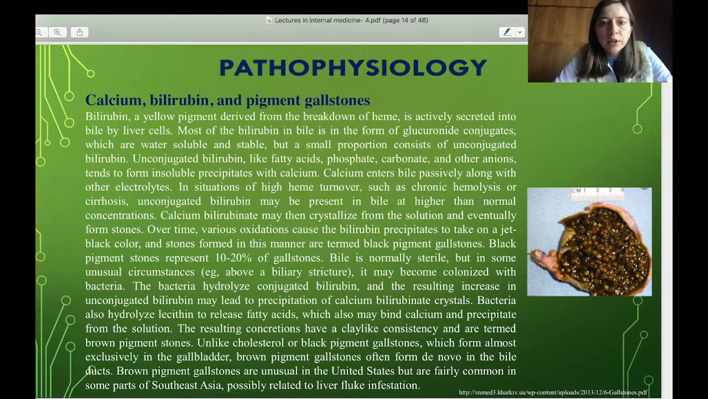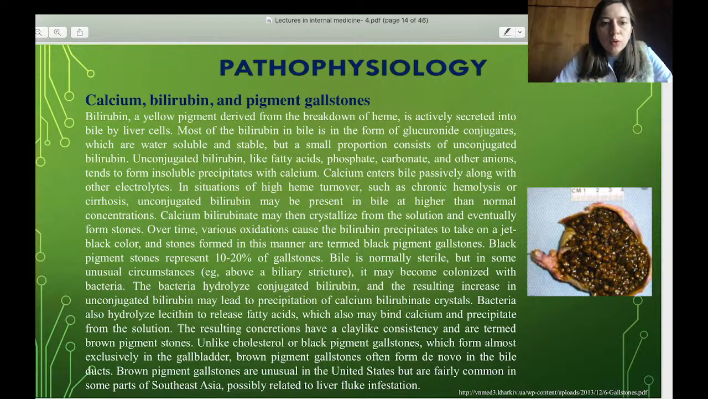Bile is normally sterile, but in some unusual circumstances, it may become colonized with bacteria. The bacteria hydrolyze conjugated bilirubin, and the resulting increase in unconjugated bilirubin may lead to precipitation of calcium bilirubinate crystals. Bacteria also hydrolyze lecithin to release fatty acids, which also may bind calcium and precipitate from the solution. The resulting concretions have a clay-like consistency and are termed brown pigment stones.